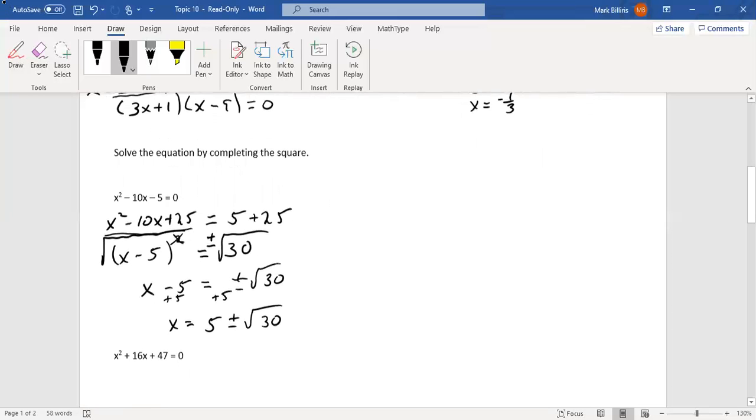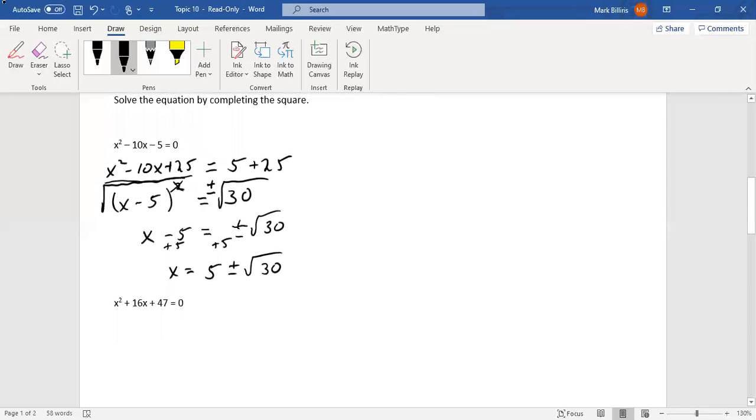So let's look at our next example. Again, we're going to do completing the square. So our first step is to isolate. So we have x squared plus 16x equals negative 47.